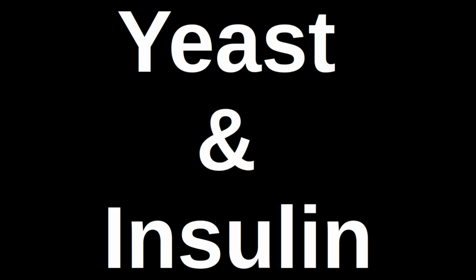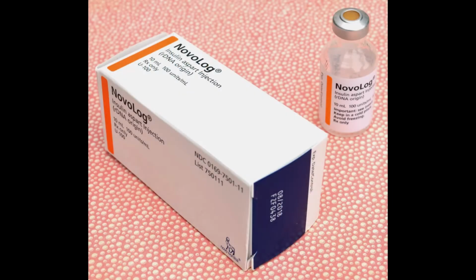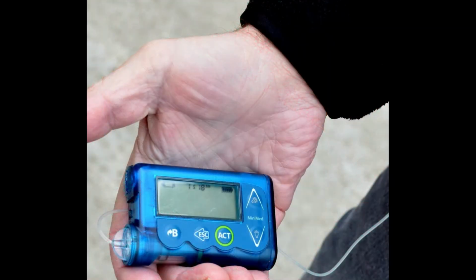Hello and welcome to this video on insulin derived from yeast. This is the modern insulin product that many diabetics would be familiar with. It is sold under a number of brand names such as Humalog and NovaRapid. Insulin that we use today is a product of genetically modified yeast and E.